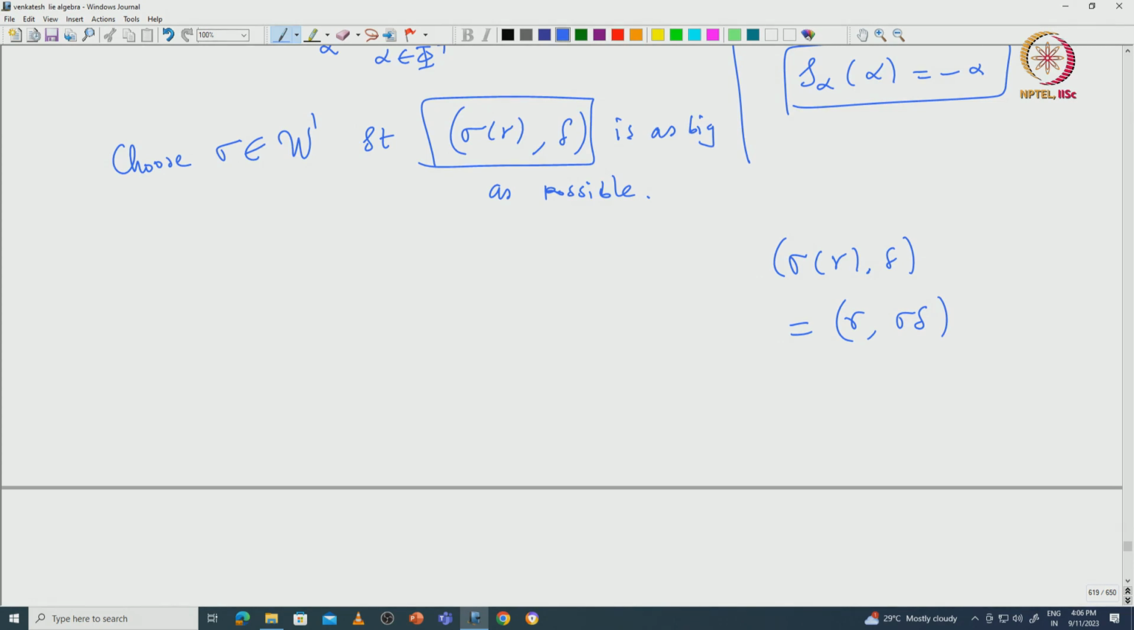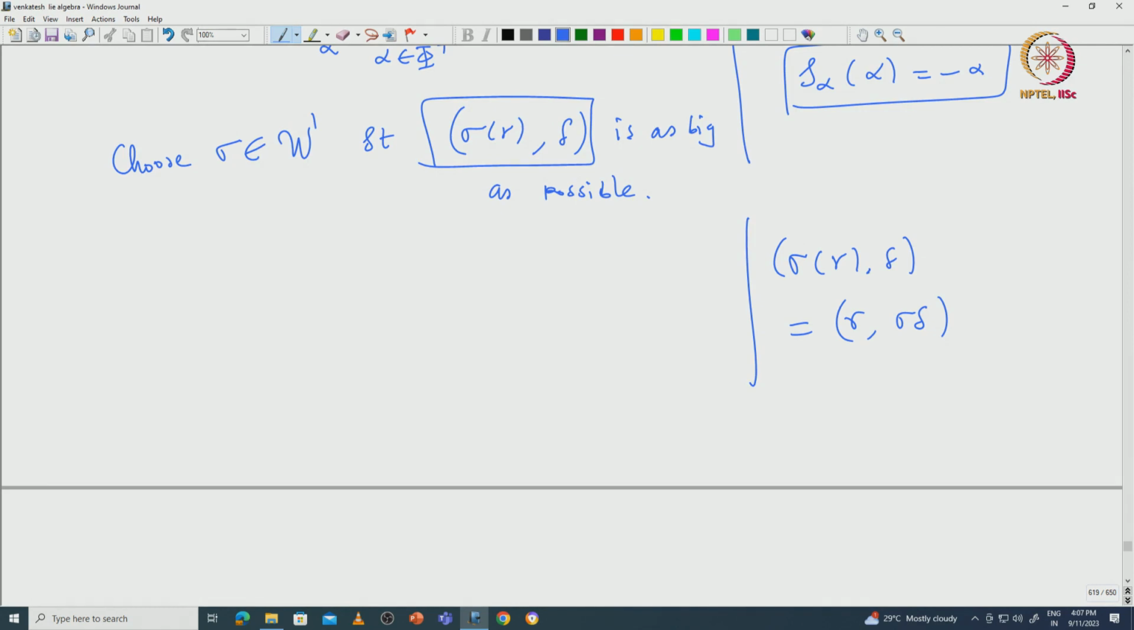You can see that. Okay. So, it does not matter whether it is 0 or non 0, but since when sigma runs over W dash, the sigma gamma will be only finitely many. So, then you can compute this inner product sigma gamma delta, and then you can choose maximum possible, there is no issue. Okay. So, that is fine.